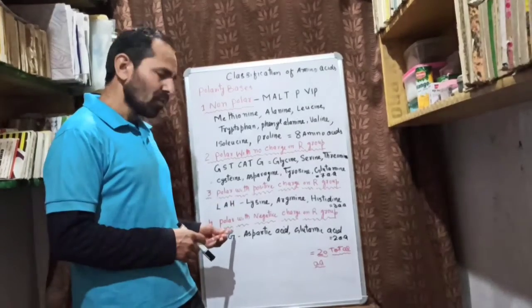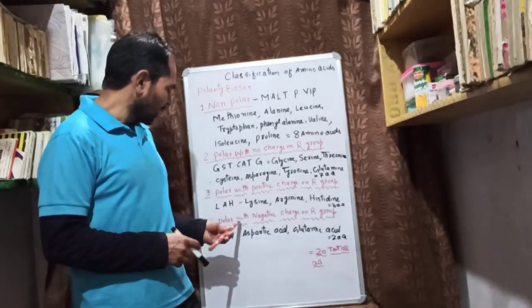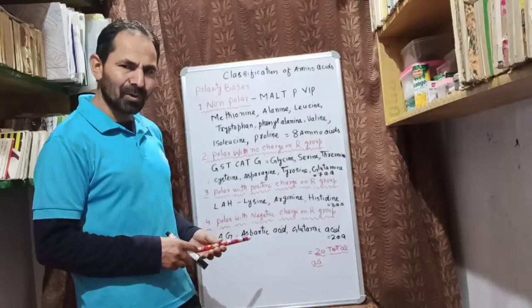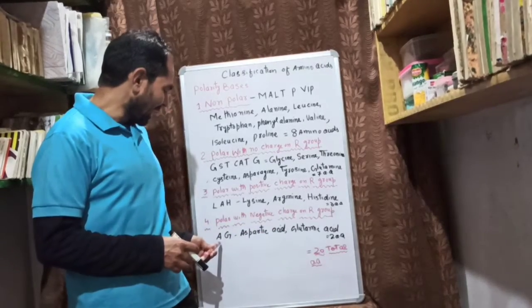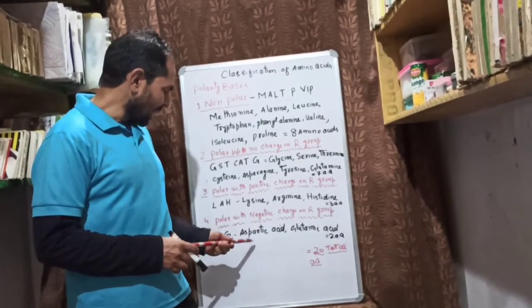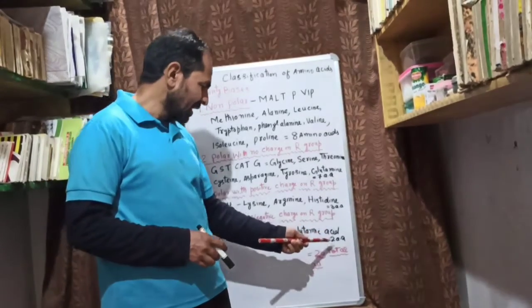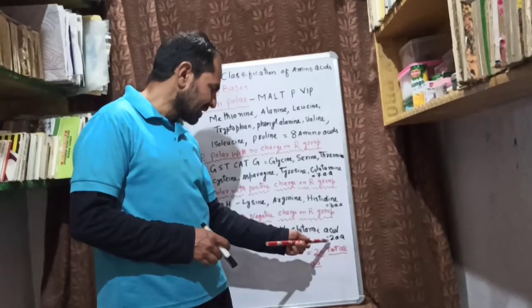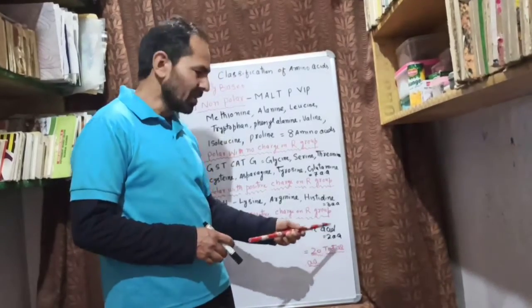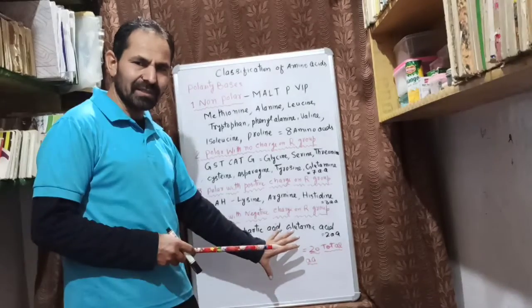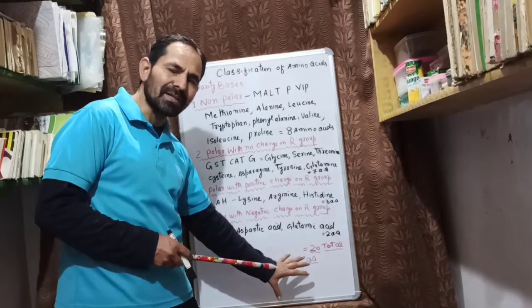Then we look for the fourth category, that is polar with negative charge on R group. So the formula is AG. A stands for aspartic acid and G stands for glutamic acid. So in this category, 2 amino acids. If you calculate all those amino acids, the total number is coming to 20.